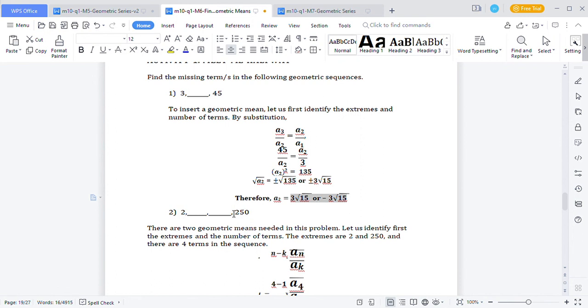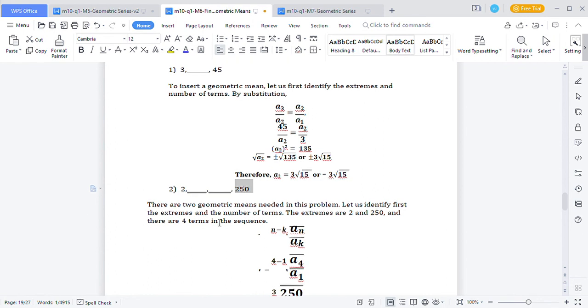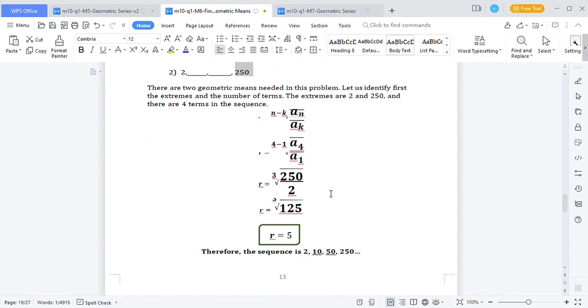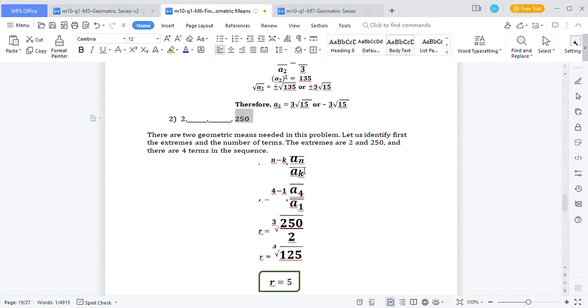Now, if we have two geometric means, where our extremes are 250 and 2, we will have to find the 2 geometric means. So all we have to do is to use the formula there. This is R, R is equal to the N minus K root of a sub N over a sub K. We are looking for the common ratio so that we can find the two means. Our N is 4 because there are four terms: 1, 2, 3, and 4, minus 1.